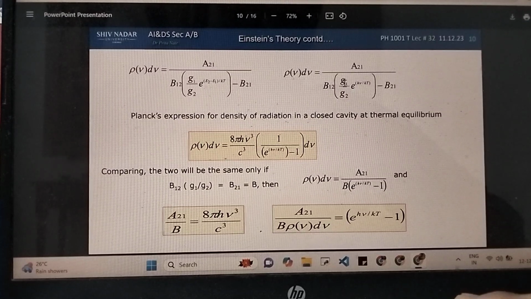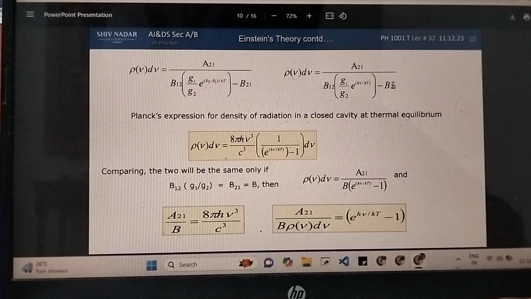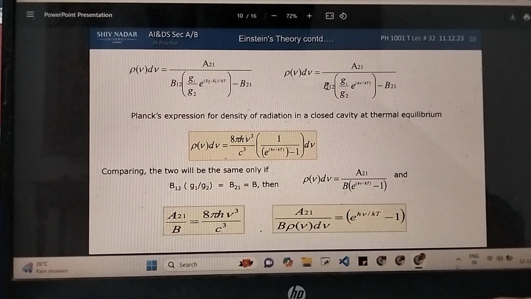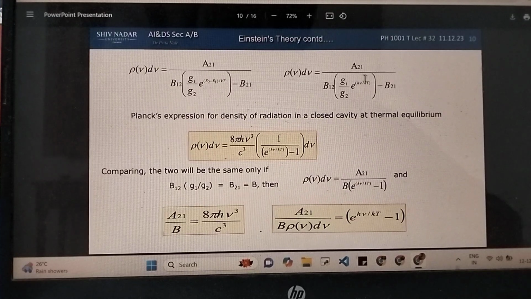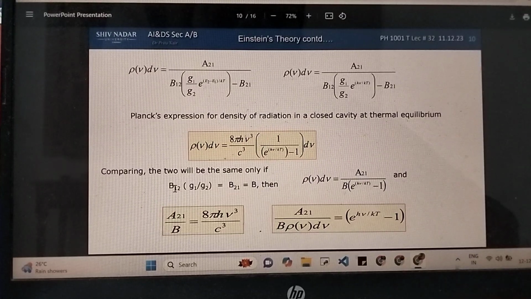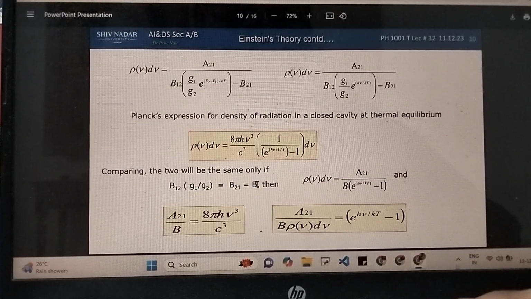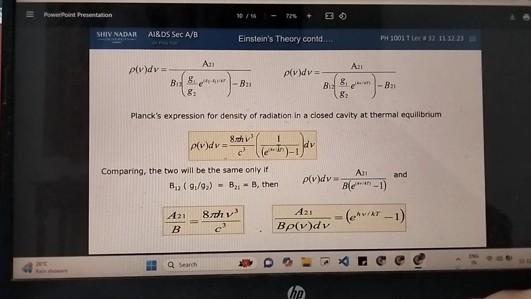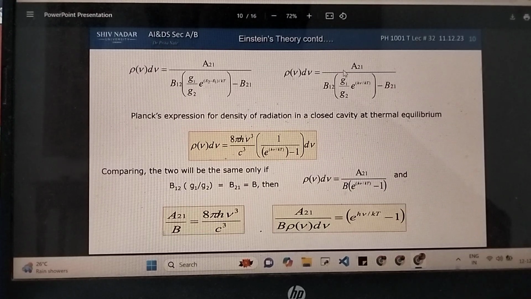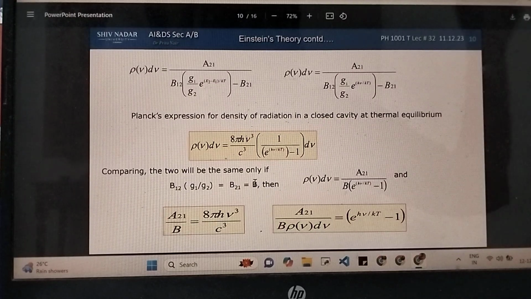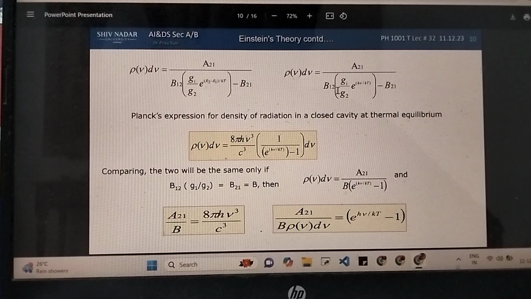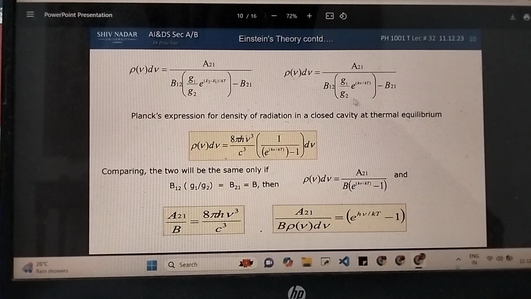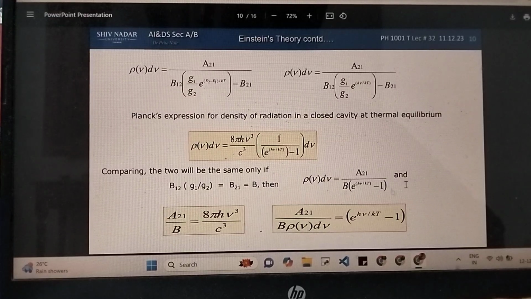Then this part becomes B e raised to h nu by Kt minus B, which when you take the B out common, becomes B times e raised to h nu by Kt minus 1. Right, so if you want to bring this e power h nu by Kt term to this form, that is only possible if this assumption holds. So by equating these two, we understand that B12 G1 by G2 is equal to B21 is equal to some constant B. Then rho nu d nu becomes A21 by B e raised to h nu by Kt minus 1. So when you make this substitution over here, you get this expression.